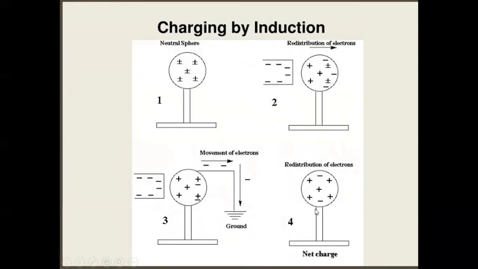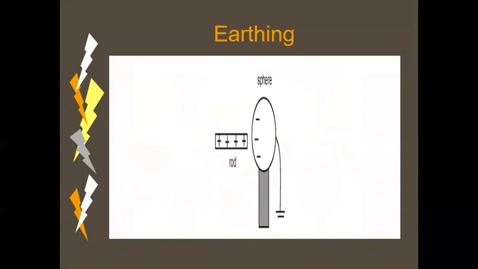This was for one sphere. Earthing, as we have already discussed, is making a connection to the ground, and this can happen. Now, in this scenario, we have a positive rod that we have brought near. Because of this, earthing will mean that we are trying to take more electrons from the earth into the sphere, because the electrons are now attracted to the rod.